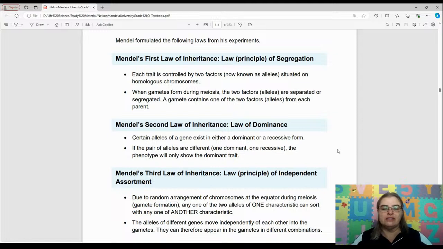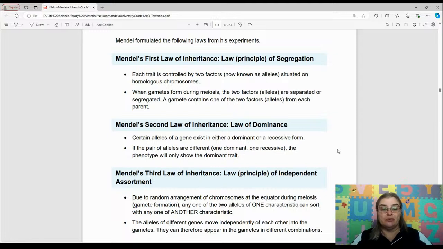His second law is the law of dominance. Which thing is going to be more likely to express itself when we come to how things look, or the phenotype? So in the case of the plants, he cross-pollinated, and there should have been equal opportunity, but it turned out 3-1, which means something was more dominant than something else.